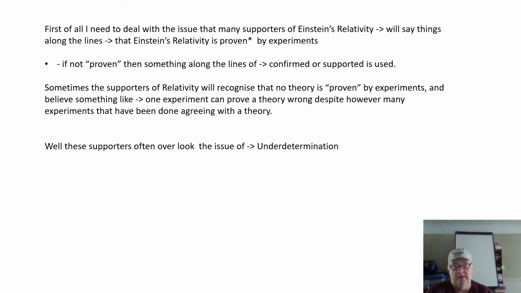Einstein's relativity is proven by experiment. Sometimes they recognise that proven is not the correct word to use, and they will say something similar like Einstein's relativity theory is confirmed by experiment or supported by experiments and so forth. By saying this, they think there's empirical evidence confirming their belief in relativity, when really what happens is most of them don't realise about the issue of underdetermination.